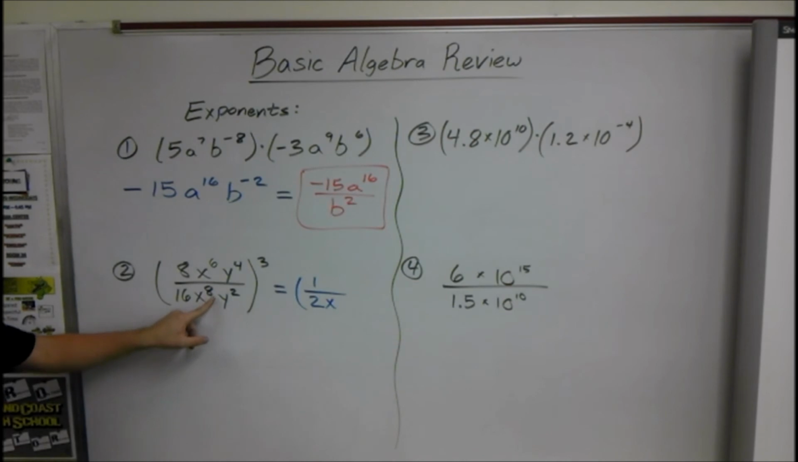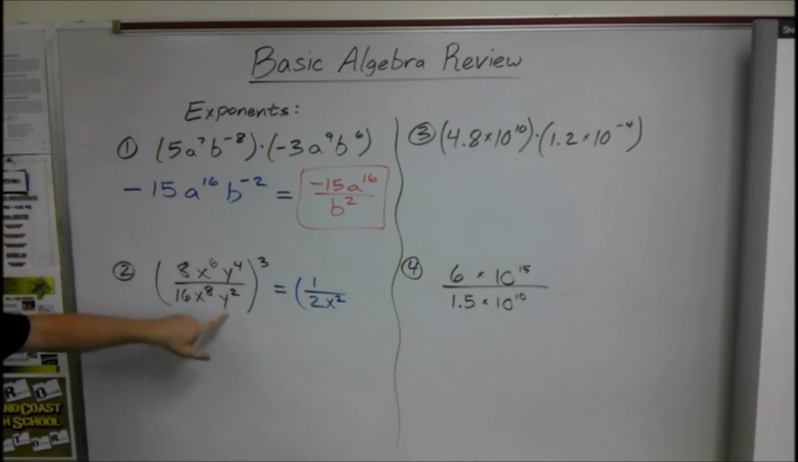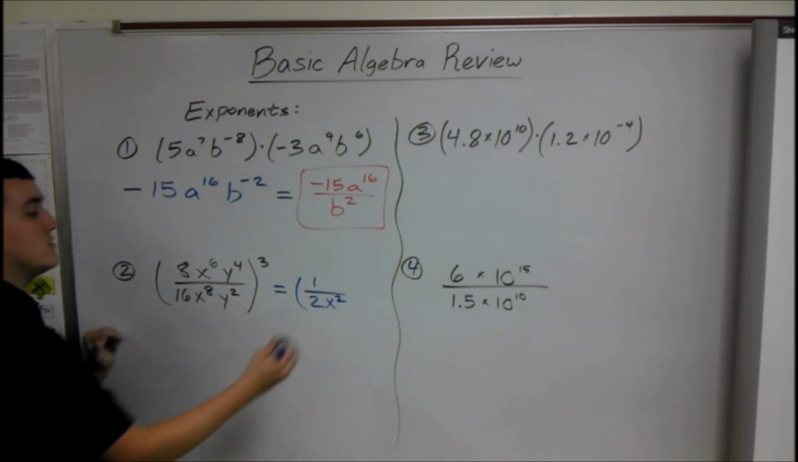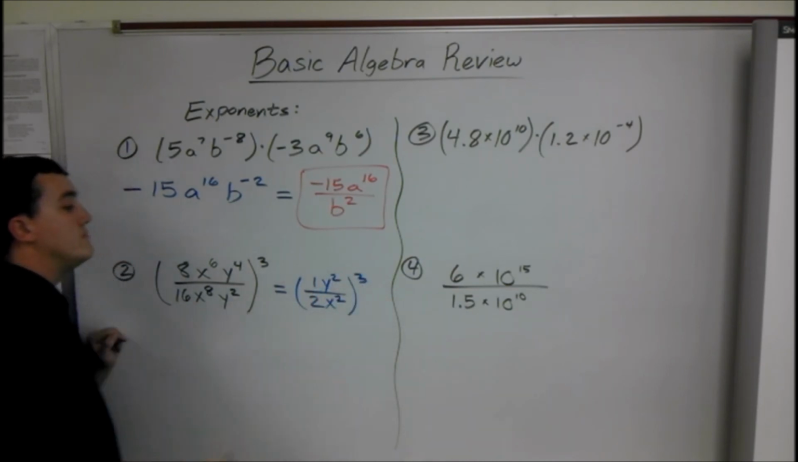Or you can think, wherever the higher one is, the higher one's on the bottom, and then subtract like normal. 8 minus 6, keep it on the bottom, leaves you with a 2. Here we have y to the 4th over y squared. 4 minus 2 is 2, and the higher one's up top, and it's cubed.